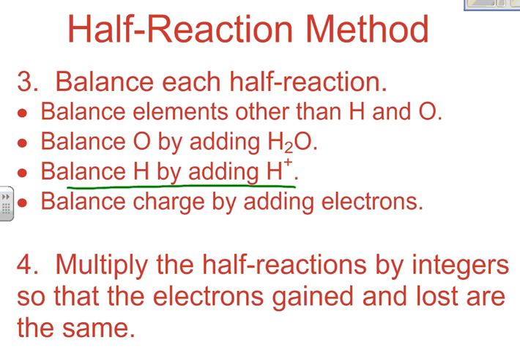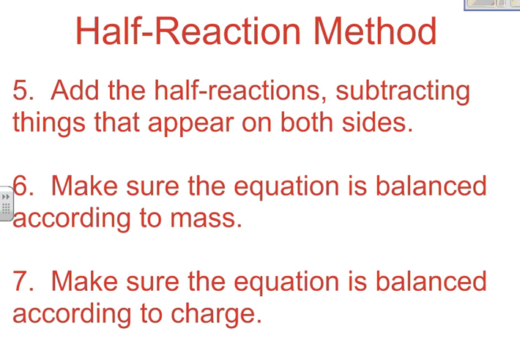Number four, after we have each individual half reaction balanced, we're going to multiply the half reactions by integers so that the electrons gained and the electrons lost are the same. This is conservation of charge. And again, we'll see an example of what that looks like. We're going to add the two half reactions together, subtracting things that occur on both sides. And then we're going to double check our work and make sure that the equation is balanced according to mass and that it's balanced according to charge.